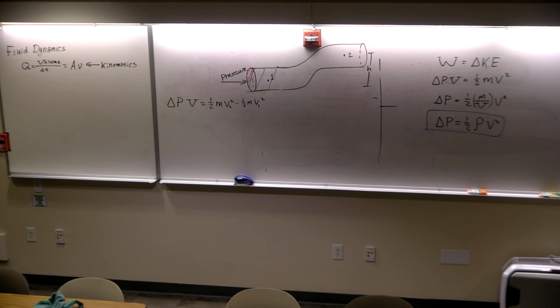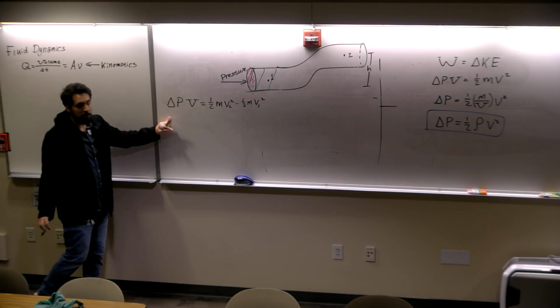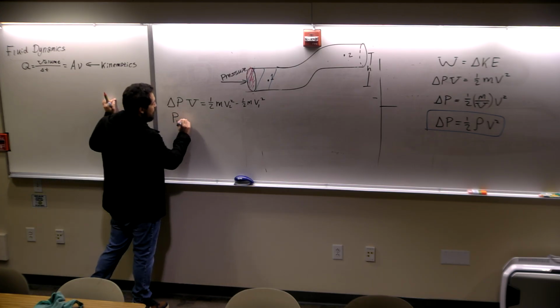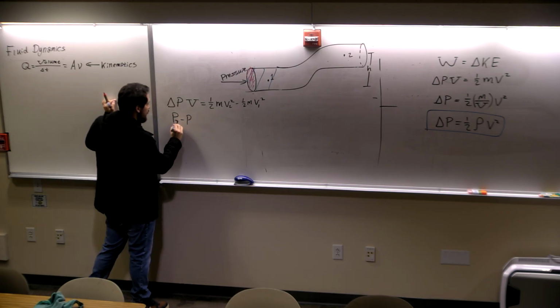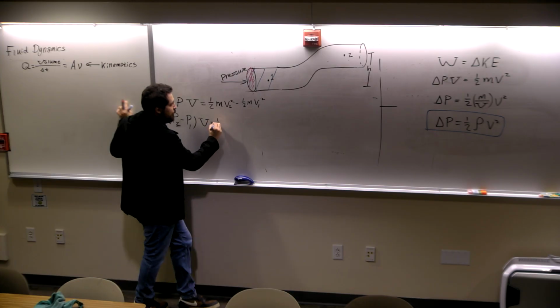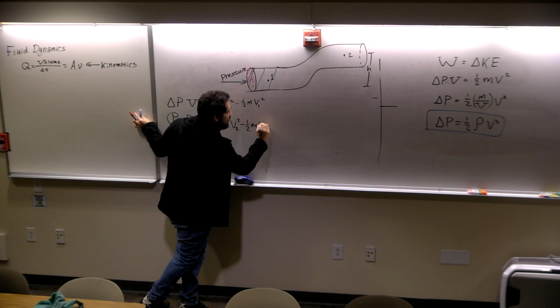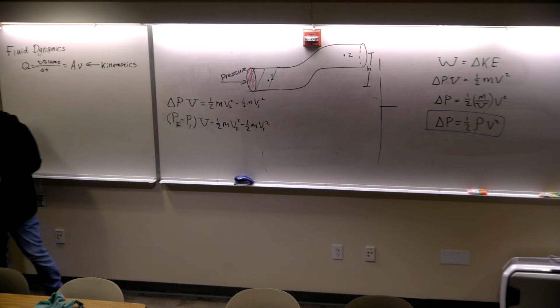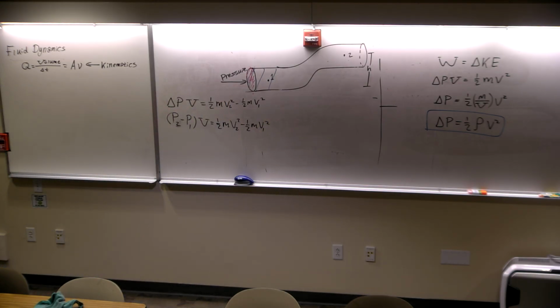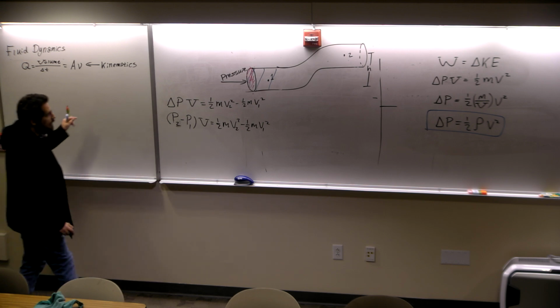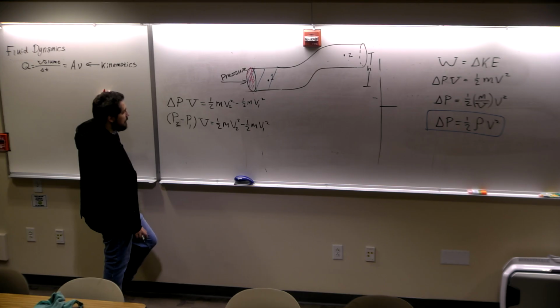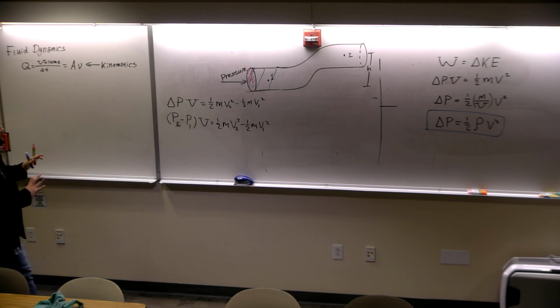I'm going to break up this change in pressure to be the pressure in region 2 minus the pressure in region 1, final minus initial. Pressure 2 minus pressure 1 times volume is equal to 1/2 mv2 squared minus 1/2 mv1 squared. And I'm going somewhere, I promise. I'm going to rearrange it to find like terms, and when I do that, wait, did I do something wrong here?